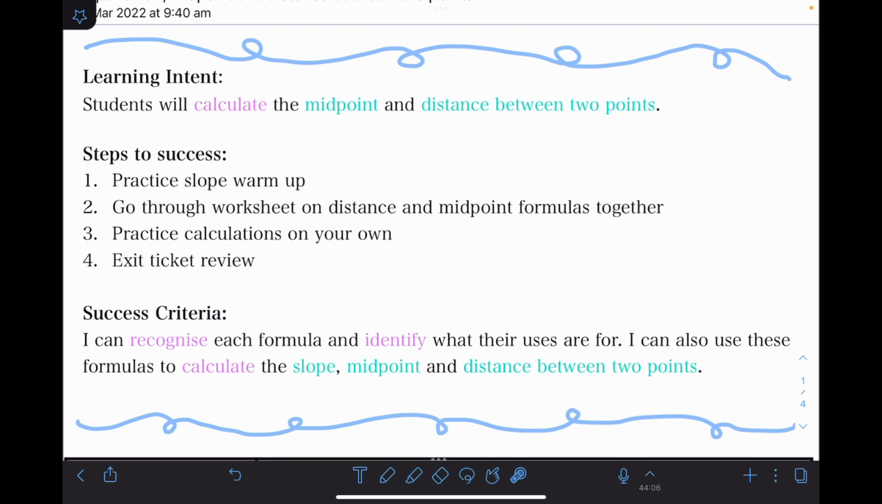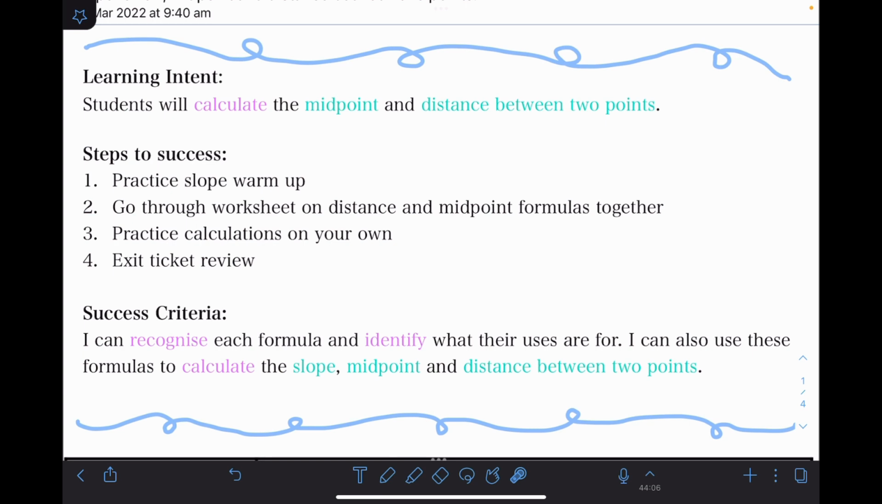So today, I've got a little bit going on. I've actually written down our learning intent, our steps to success and our success criteria so you can kind of know where we're going. Our learning intent today is that we're going to be looking at how to calculate the midpoint and the distance between 2 points.